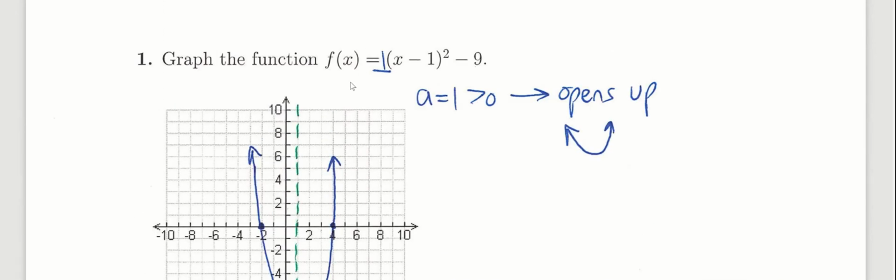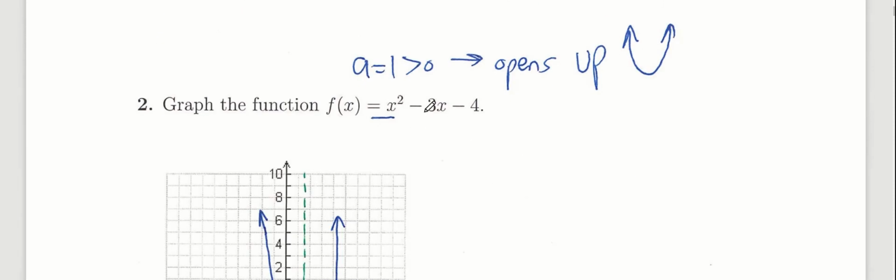To determine whether it opens up or down, it's based upon that leading coefficient a. If it's in standard form, then a is the number that's out in front of the parenthesis. In this case, a is equal to 1. If it's in general form, as it is here, then a is the coefficient of the x squared term, which again is going to be 1. In general, when a is positive, in other words, when a is greater than 0, the quadratics are going to open up.